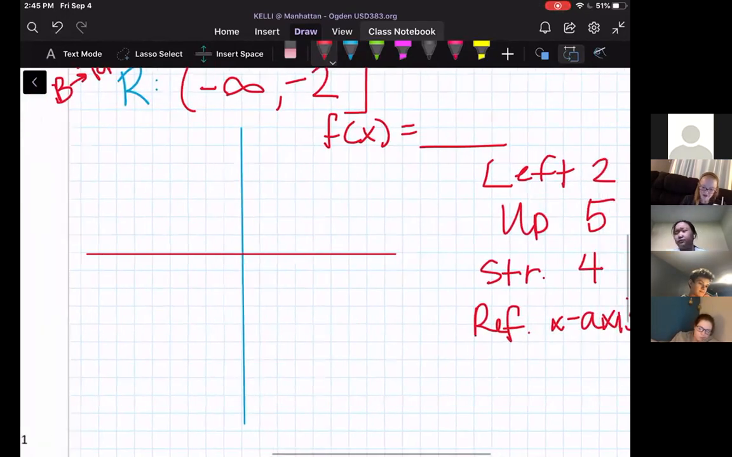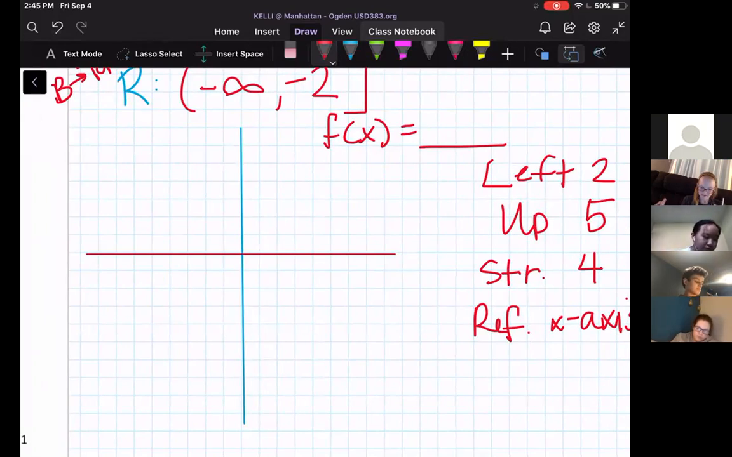All right, so we could do a linear. We could do absolute value. What do you guys want to do? It doesn't really matter in this case. So let's do linear because we haven't really done any linear ones.